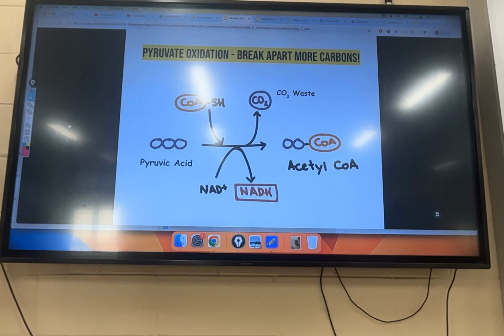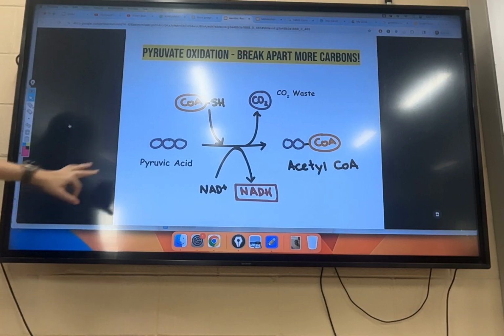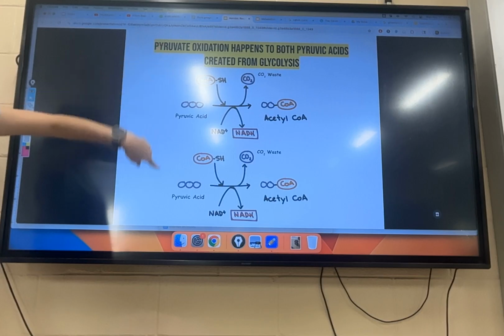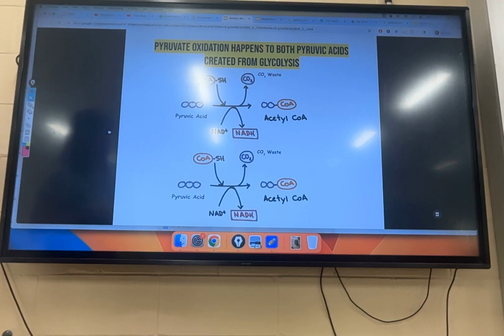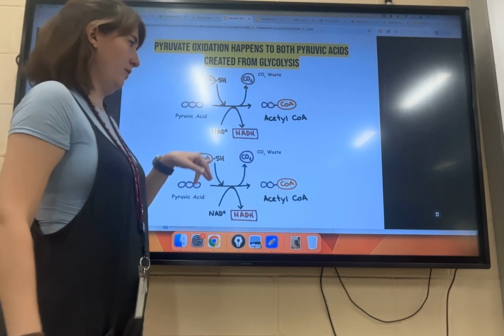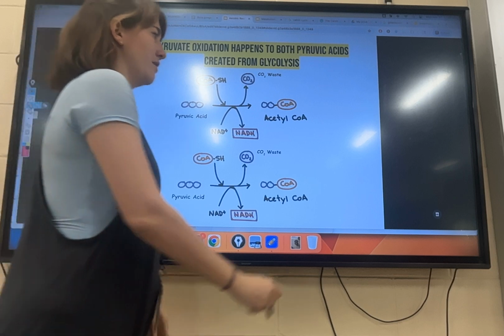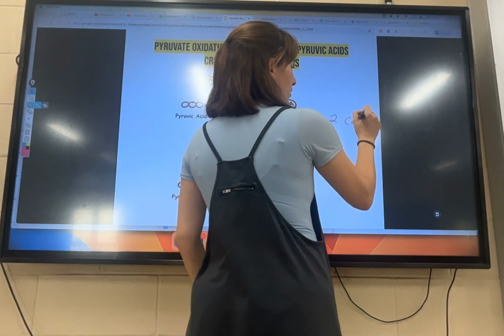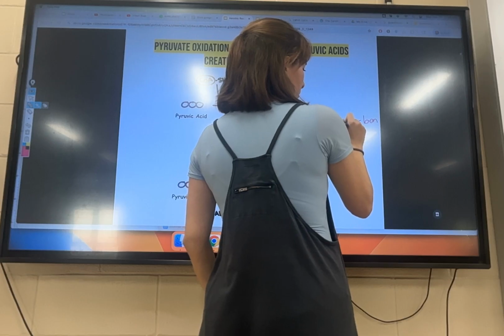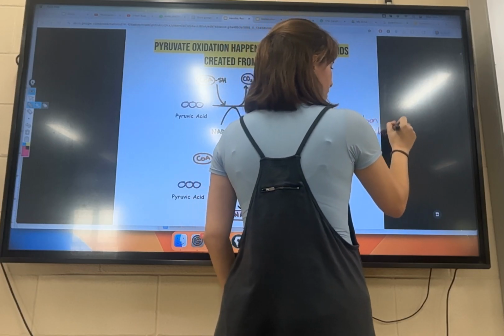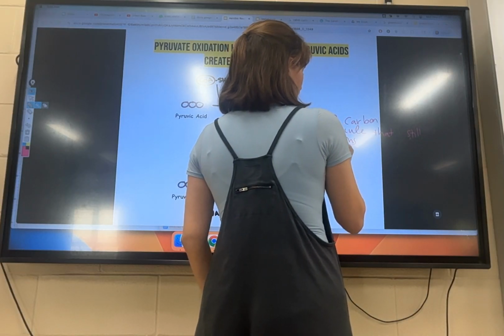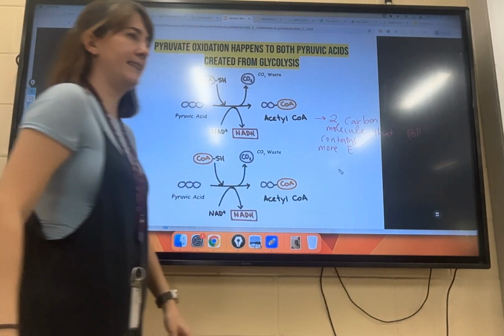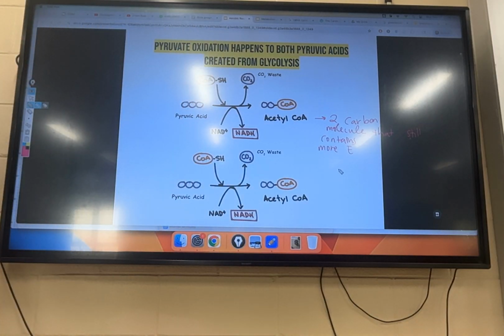We do what's called pyruvate oxidation. We take those pyruvic acid molecules that were made, but there were 2 of them, so we do it 2 times. Each one of those gets broken a little bit more. We break another carbon-carbon bond. In this process, we make a new 2-carbon molecule called acetyl-CoA. And it still contains energy that we haven't released yet, but we got a little bit more energy out. We broke off another one of our carbons.